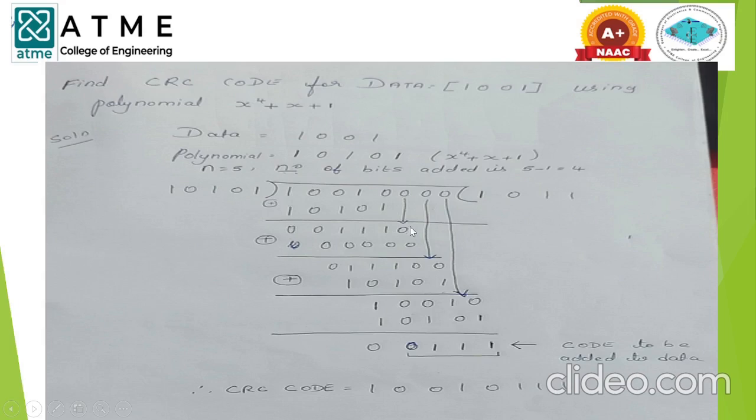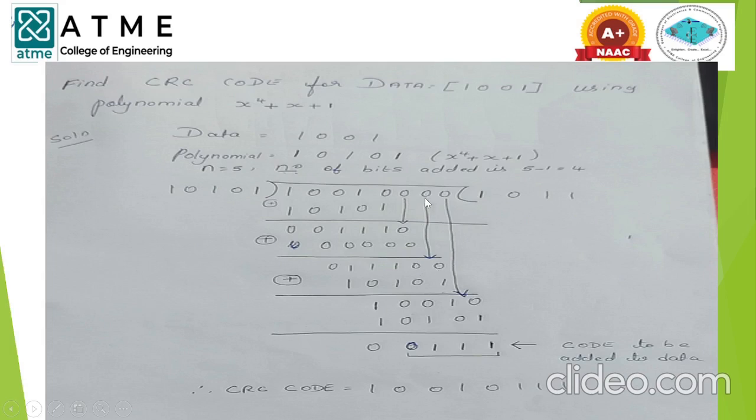In every iteration, we have to bring one bit down. So we have got one bit down. Since this bit is 0, we are going to multiply this entire number with 0 and we will get this data. And again we perform the XOR operation and we will get this data, that is 1 1 0 1 1 1 0 0.